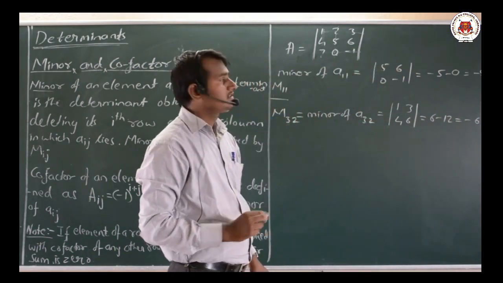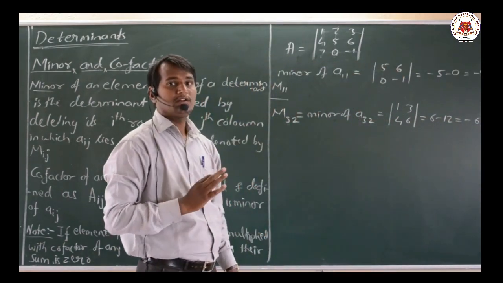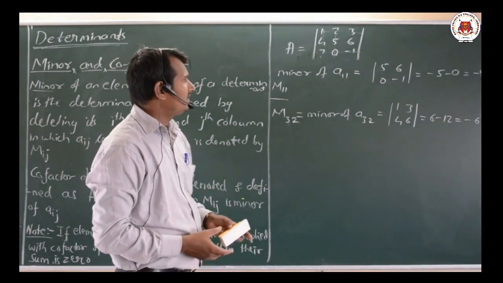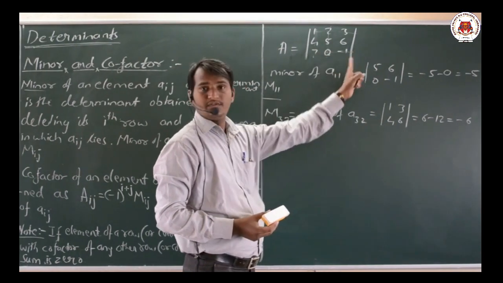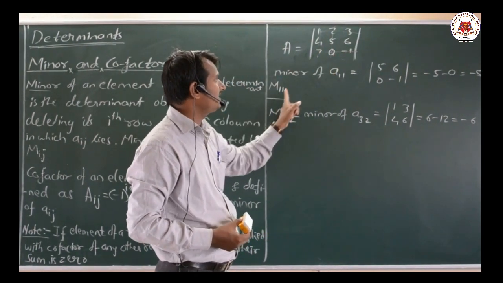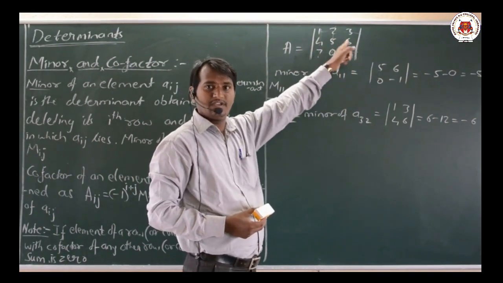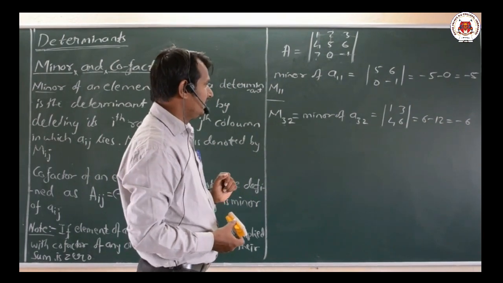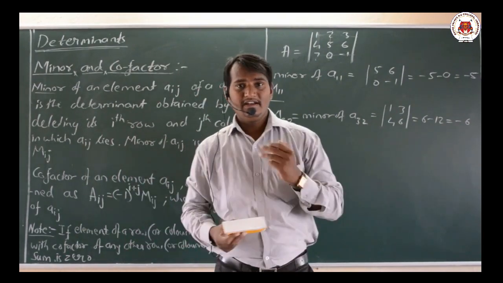Dear friends, this is all about the minor of the given determinant. Similarly, we can find the minor of each and every element Aij, any value of this particular determinant. Now we shall move on to the next topic.